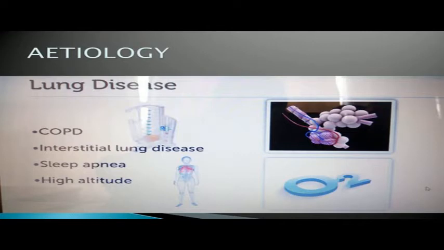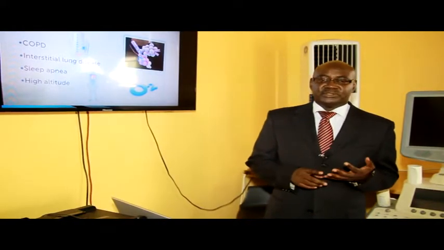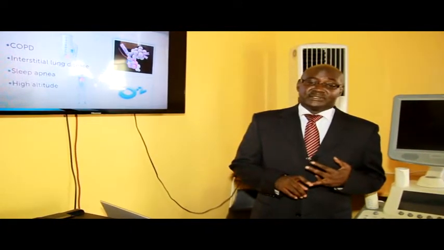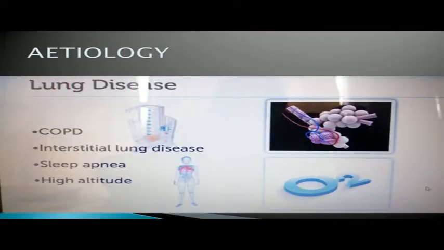There's also chronic obstructive airway disease or pulmonary disease. Diseases that cause obstruction to the airway can be congenital, they can be acquired. They can also cause the problem of the right side of the heart, leading to pulmonary hypertension. Interstitial lung disease, diseases that affect the alveoli, the cells of the lungs, can also cause pulmonary hypertension. Sleep apnea, people have got sleep disorders.